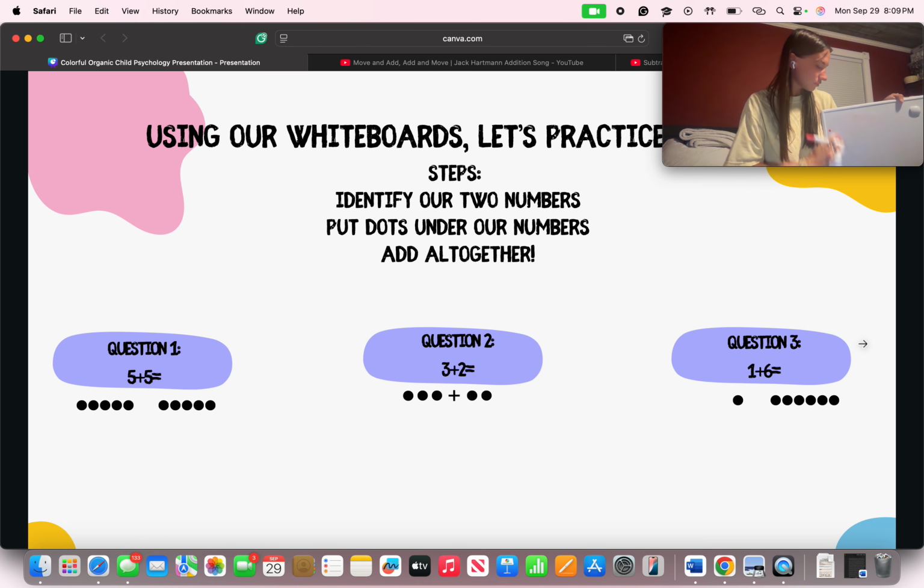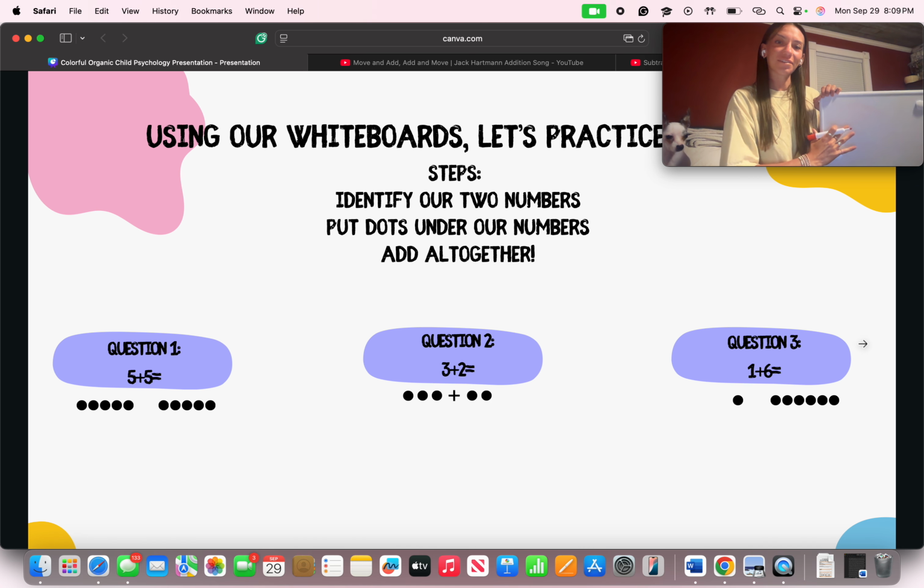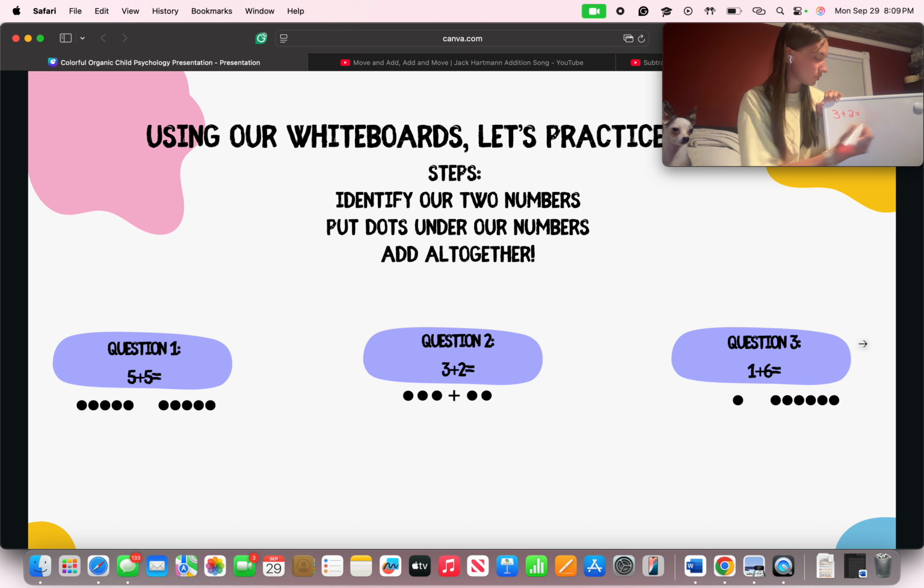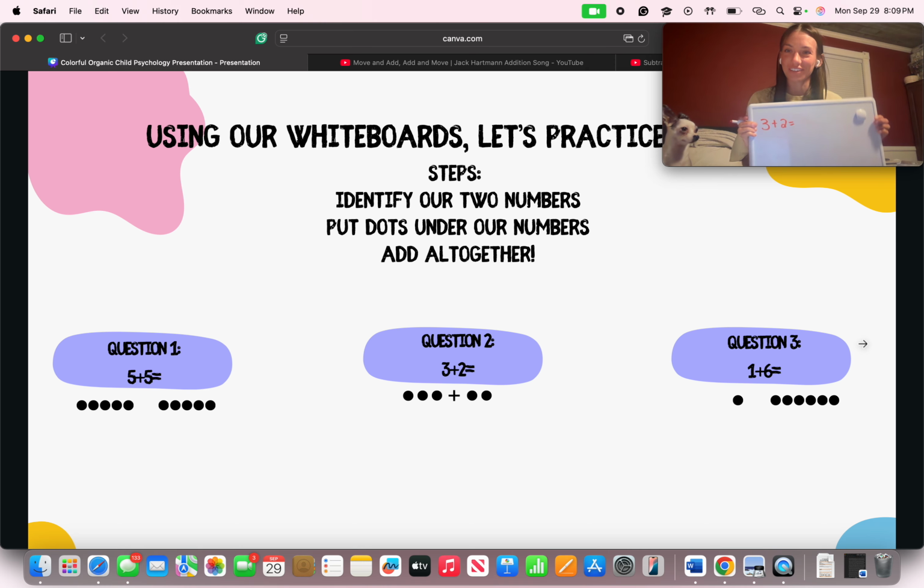Perfect. Now, I'm going to give you the opportunity to answer question 2 and question number 3 on your own. For question number 2, it's 3 plus 2 equals. Now I will give you the opportunity to answer 3 plus 2 on your own, and then we will discuss it as a class. Perfect. Would anybody like to give it a try? Yes, friend number A, what was your answer and how did you get it?